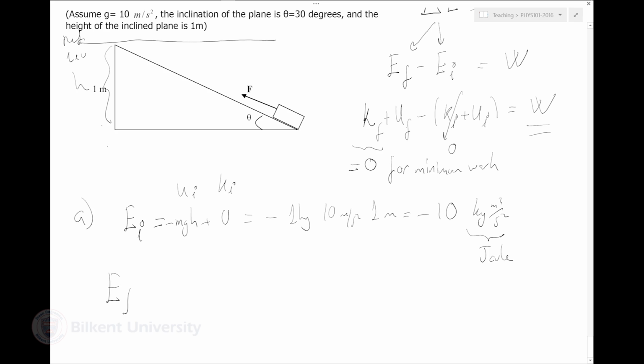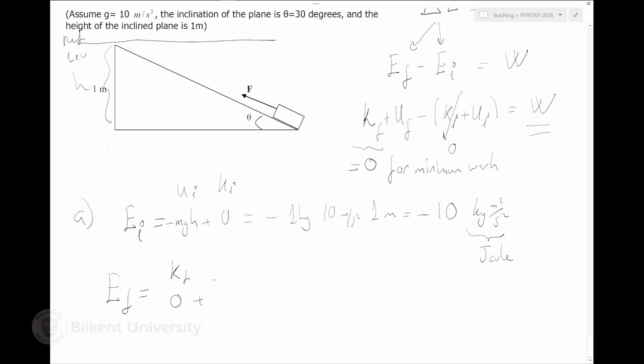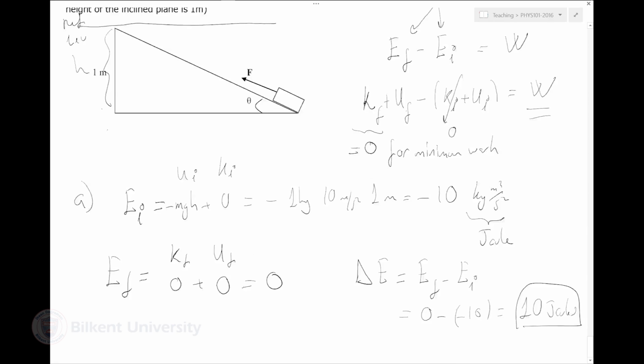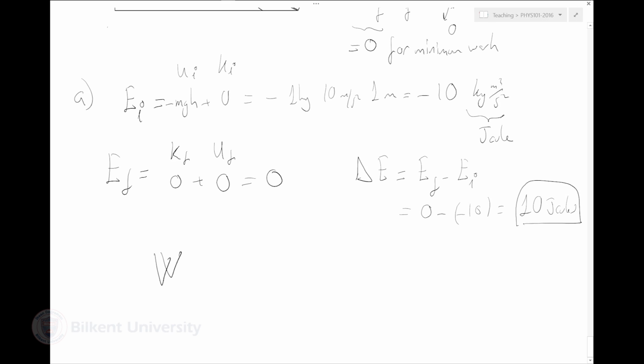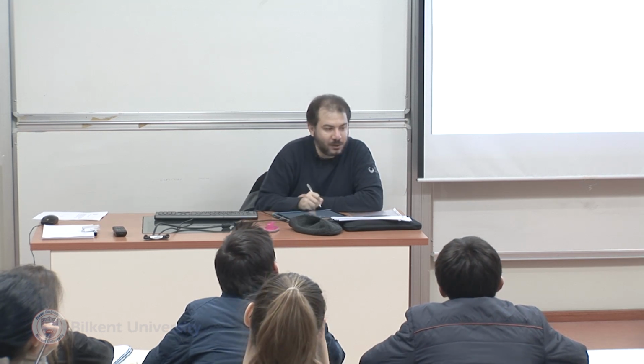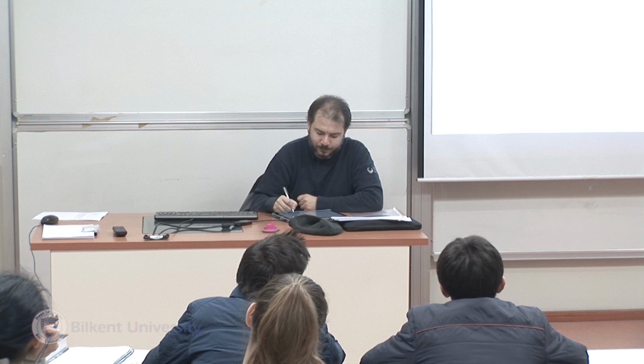How about my final energy? Yes, my final kinetic energy is 0. My final potential energy is 0. So what's the change in my energy? E final minus E initial. So it's going to be 0 minus minus 10, which is 10 joules. So what's the work that needs to be done by the force? That 10 joules must be provided by the force F, right? So the work needed to be done by the force is 10 joules, as delta E is equal to work. Okay?